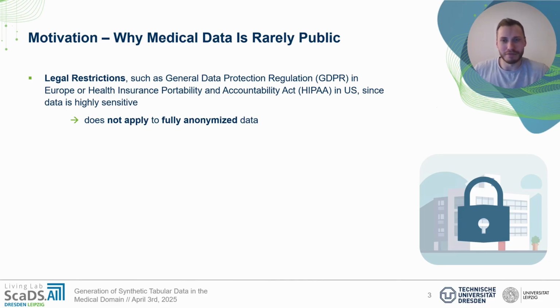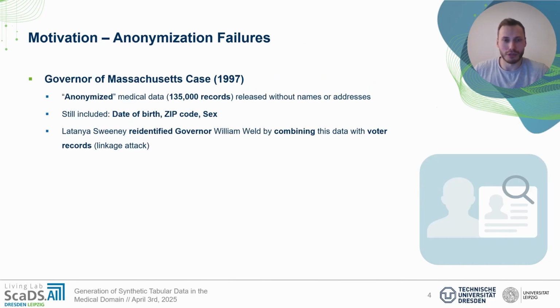There have been some failures in the past, and I just want to quickly show you two. The first case is kind of old, 1997. It's about Massachusetts. Basically in 1997, 135,000 records were released, and they believed that those records were completely safe because they had removed all the names and addresses. But what they kept inside was the date of birth, zip code, and sex.